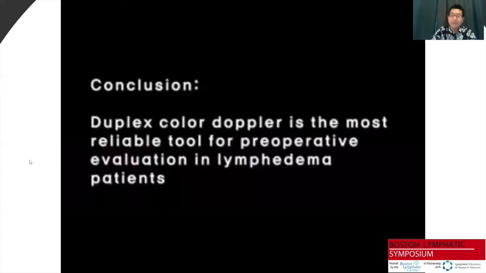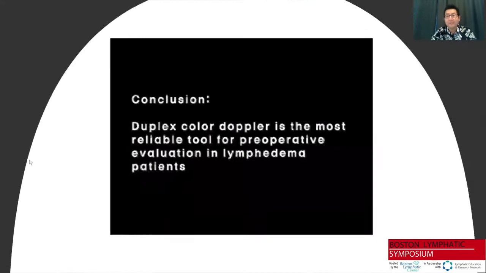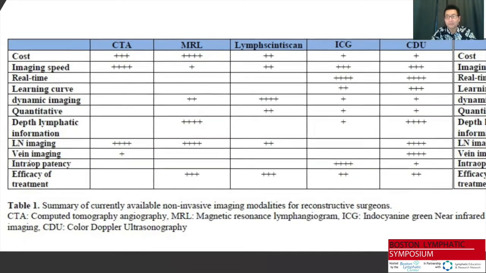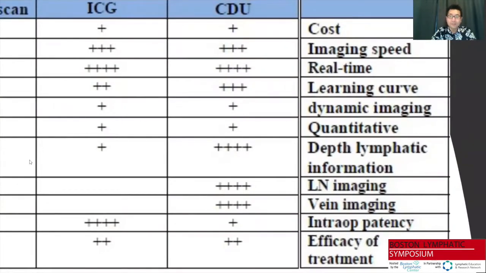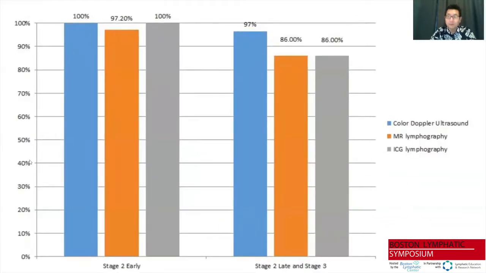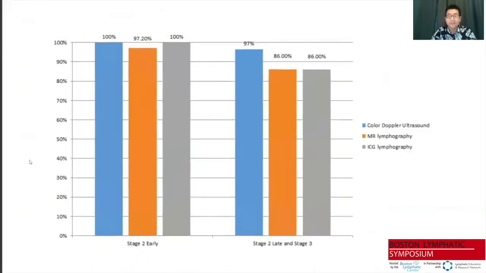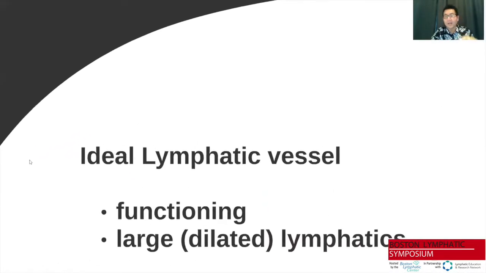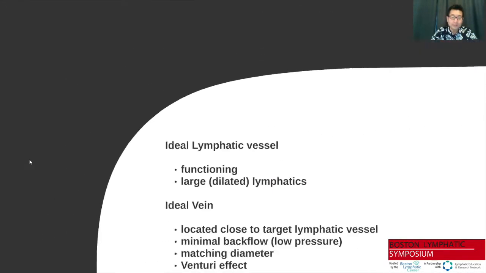So just because it's advanced and has a stardust pattern, it does not mean that this patient does not have functioning lymphatic vessels. However, there's no single modality that gives the best answer. So getting more information is actually beneficial for lymphedema patients. In our case, the two most important modalities are ICG and ultrasound. And what we also noticed was that for advanced lymphedema patients, ultrasound actually has the best sensitivity as well as specificity. So today I'm going to be focusing on how we use the ultrasound to locate the ideal lymphatic vessel.